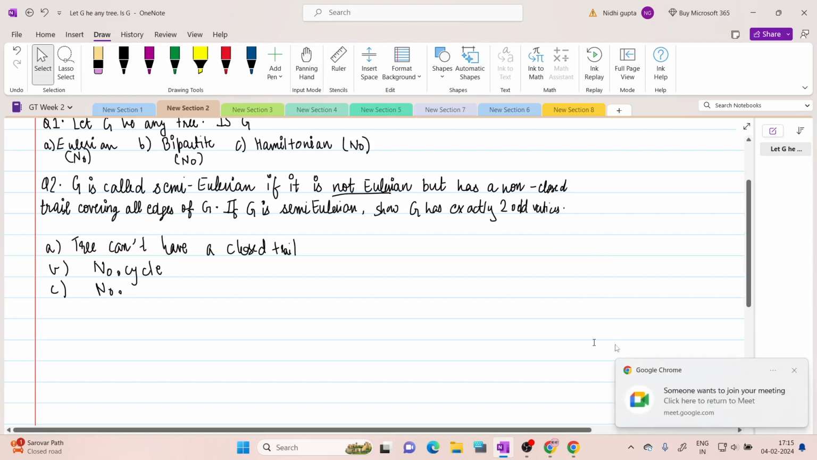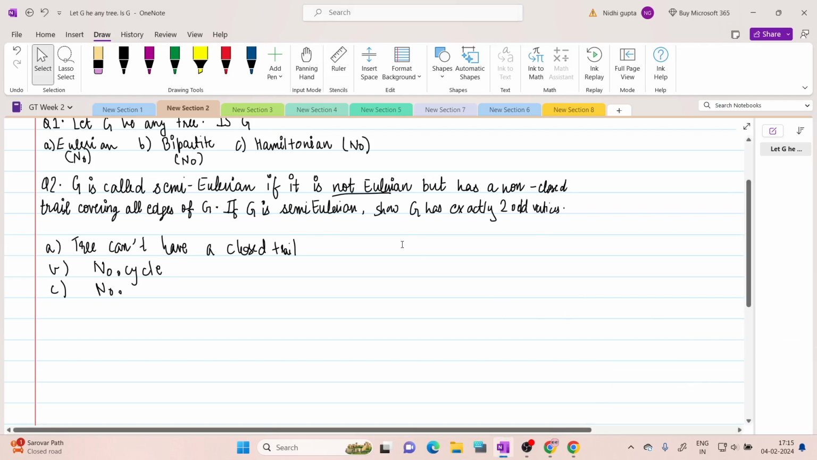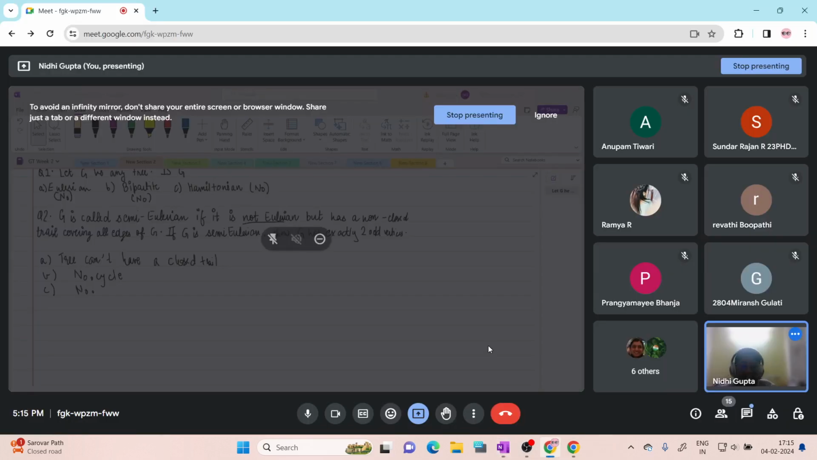So now the question is that if G is semi-Eulerian, we have to show that G has exactly two odd vertices. For G to be Eulerian, we know that all vertices have to be even. But if we are defining a semi-Eulerian graph to be a graph which is not Eulerian, but we can find a non-closed trail covering all edges of G, then G should have exactly two odd vertices.